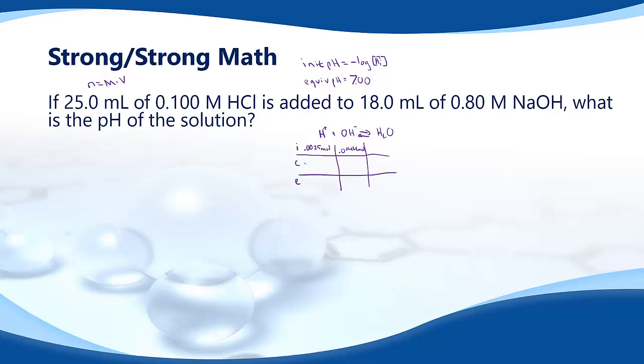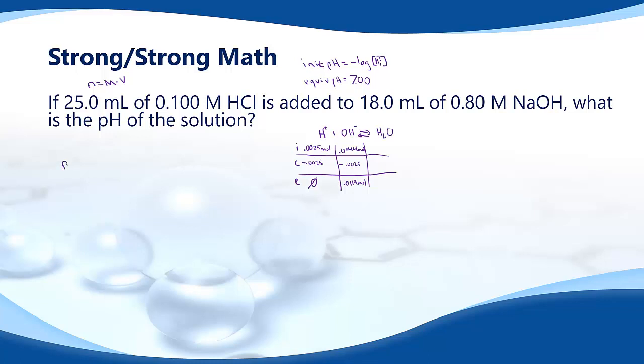To find my pH, this is a 1-to-1 reaction, so whichever one I have the least amount of is the one that's going to react completely. So minus 0.0025 leaves me no H+. Minus 0.0025 leaves me 0.0119 moles. So my excess here is going to be sodium hydroxide. I'm going to have a basic solution.